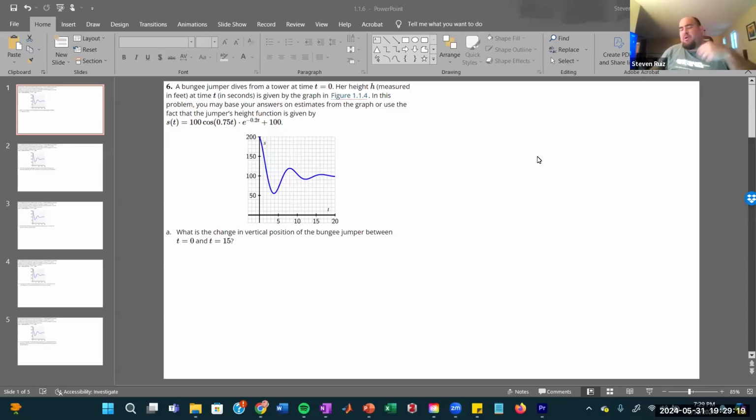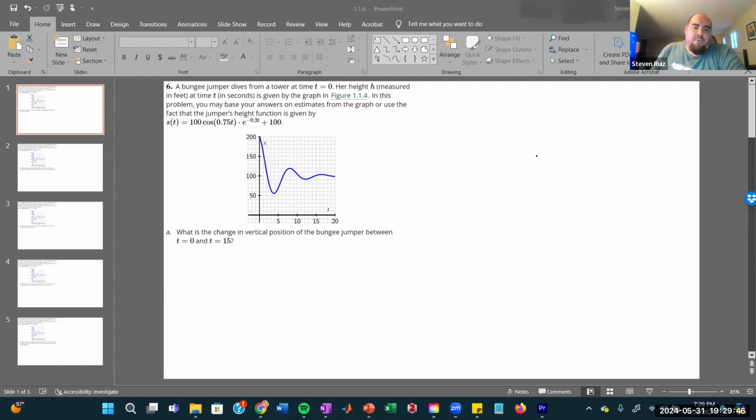All right, so let's go over question 6 from section 1.1. We're given a function that gives us the height of a bungee jumper. That's what S of t stands for, a function of time in seconds. So first question, or first part: what is the change in vertical position of the bungee jumper between these 2 points? Vertical position, or height, is given by this function.